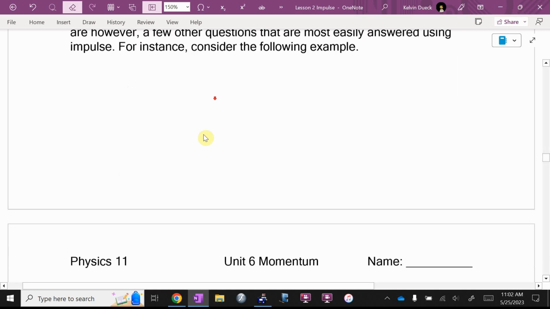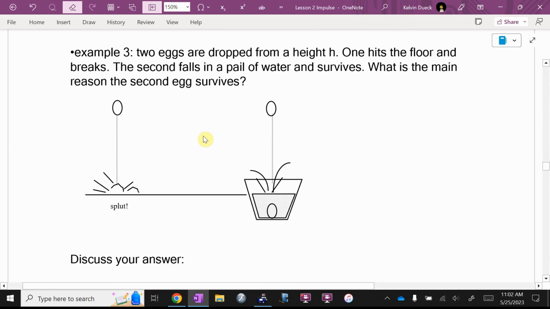Consider the following example. Example 3. Two eggs are dropped from the same height h. So both of them, same height. One hits a cement floor and breaks, splut. The second one falls in a pail of water and survives. What's the main reason the second egg survives? Will they be traveling at the same velocity when they get to the bottom of the height? Yes.